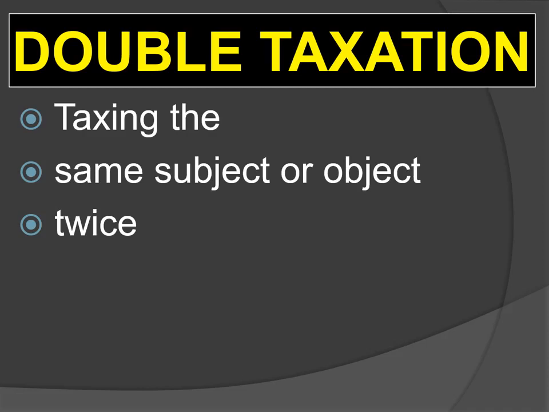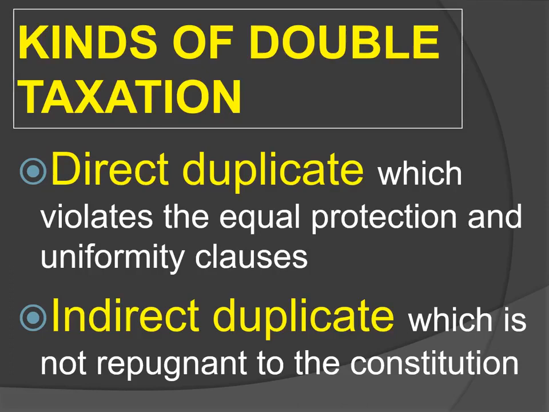So, you have a general meaning of double taxation. When you look at the general meaning, you will not know whether this double taxation in the general sense would in effect invalidate the tax measure or not. Why? It merely says taxing the same subject or object twice, and that's all. But there are two kinds of double taxation. You have direct duplicate taxation, which violates the Equal Protection Clause and Uniformity Clauses of the Constitution, and therefore one of those clauses will be invalidated. On the other hand, you have indirect duplicate taxation, which is not repugnant to the Constitution.